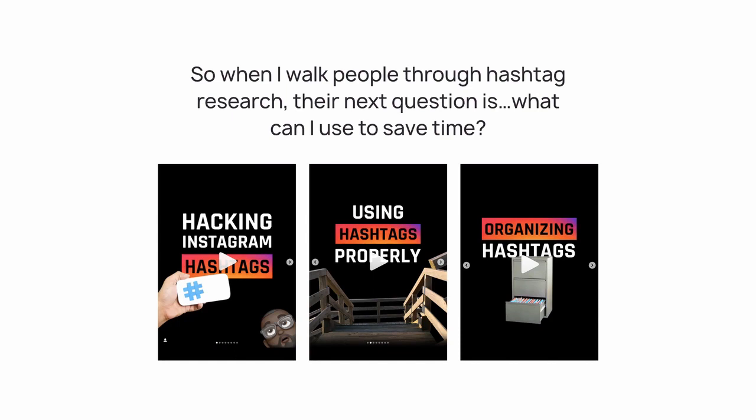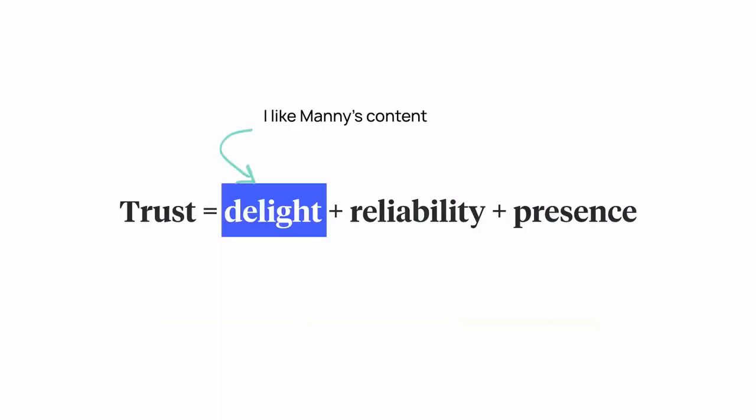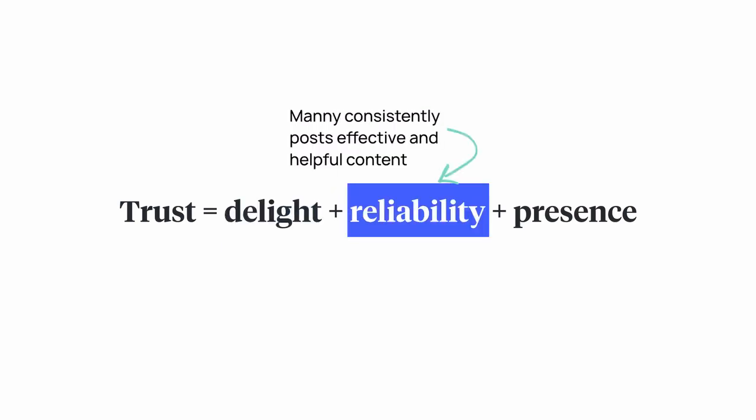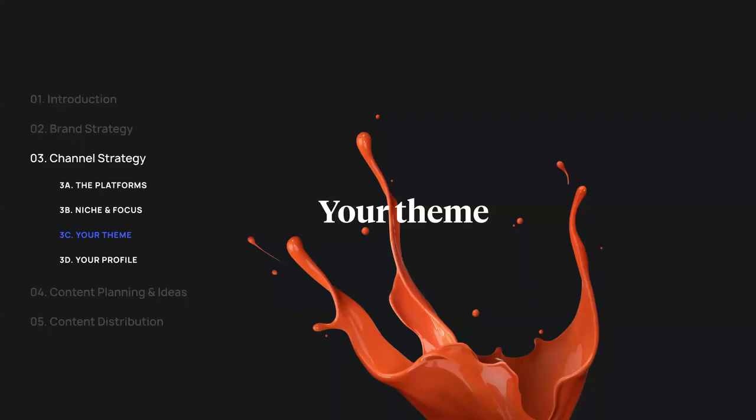So this is how you start using the content that you post on these channels as a way to get people either to your site via lead generation, saying, oh, okay, sign up here if you want to learn more about X, right? Or to get them to just buy the product outright. And just like that, I created an opportunity to sell them on the hashtag research tools, right? So for example, this is what I was talking about, trust is equal to delight. I like Manny's content. Manny consistently posts effective and helpful content, and his frequent posts remind and push me to keep at it. And so the next thing we're going to cover is the theme, right?